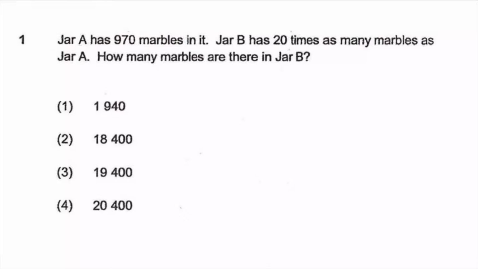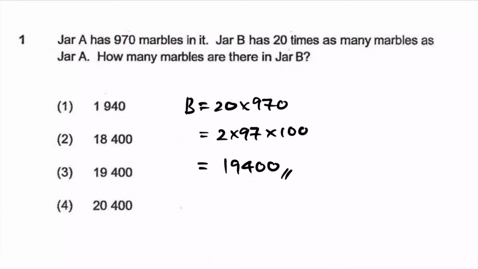Well, Jai has 970 marbles and B has 20 times as many. So to find out the number of marbles in B, we'll just multiply by 20. So what we can do, because this is to be done without calculators, is simply take 2 times 97.